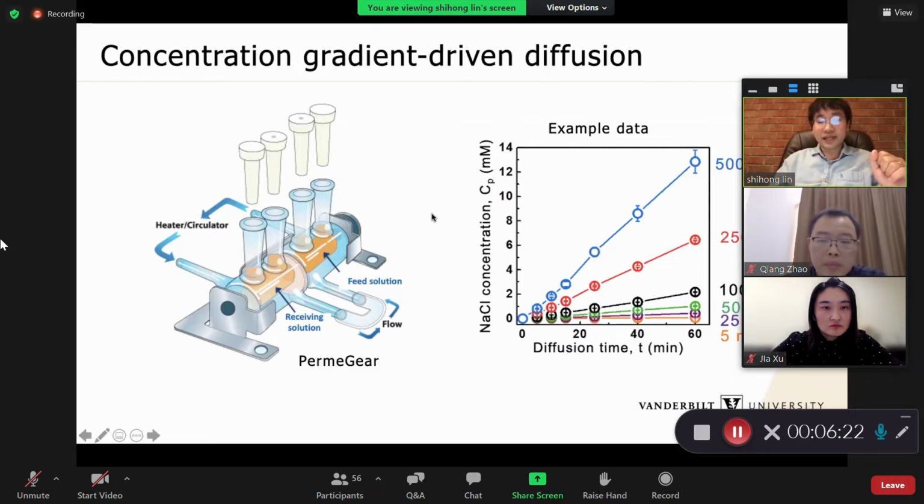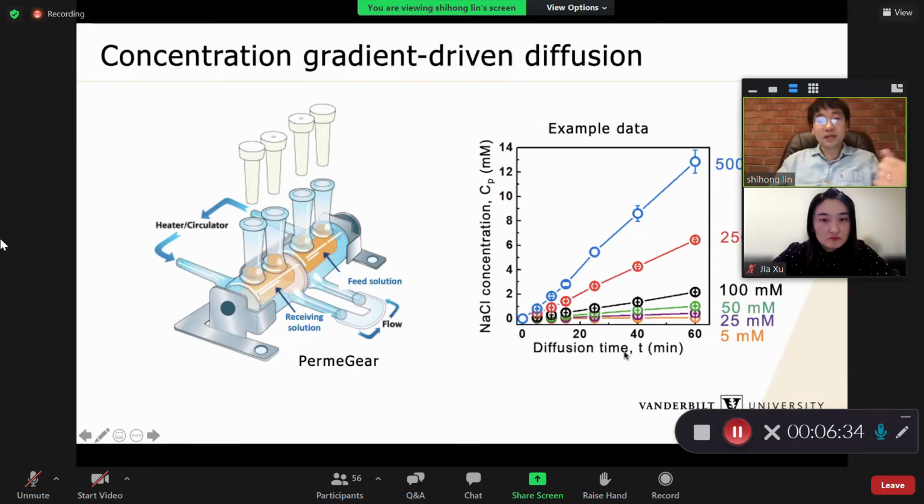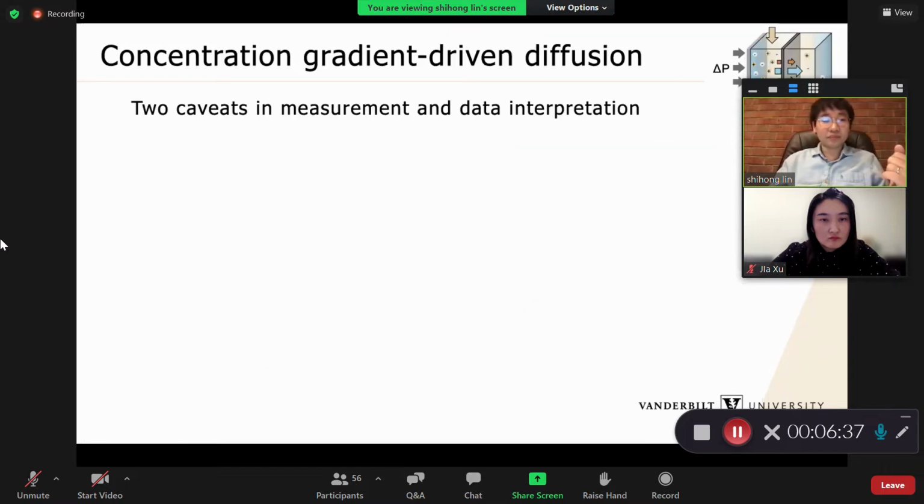So experimental data would usually look like this, right? Depending on the concentration and also the species, you will usually have a linear increase of the concentration in the receiving solution as a function of the diffusion time. From that, you can calculate the flux. There are two caveats in performing this experiment.